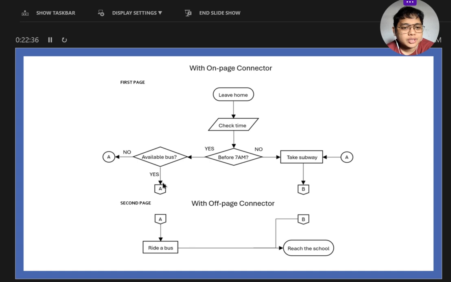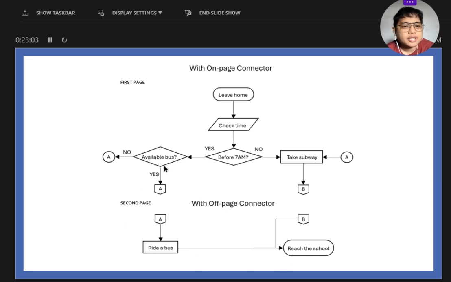And we use an off-page connector to connect this page to the second page to have a continuous process. So we write a letter to point to the next flow, which is to ride a bus. And after this, we have a flow here to reach the school.